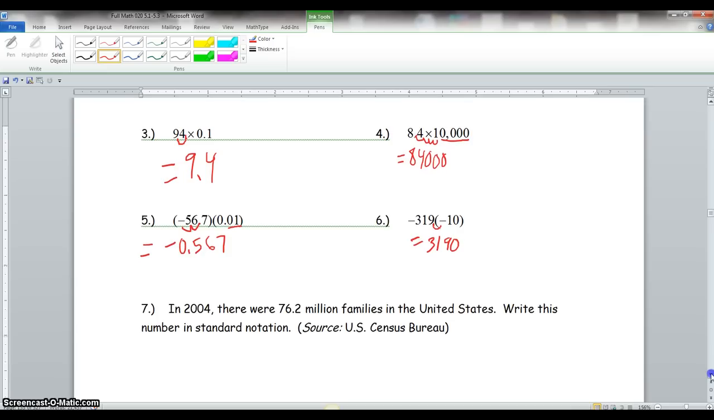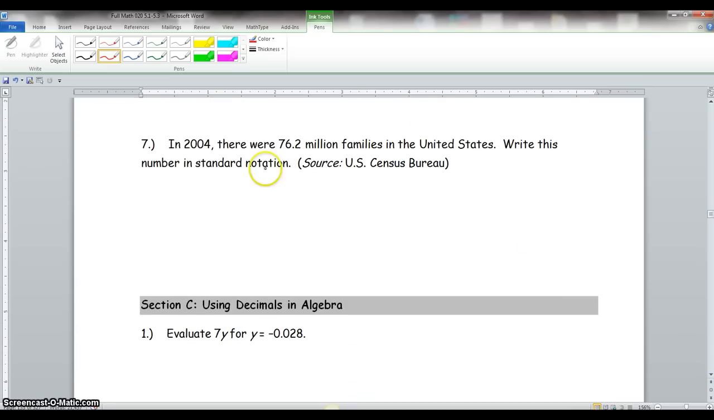Okay, now we move down to problem number 7. It says in 2004 there were 76.2 million families in the United States. Write this number in standard notation. Standard notation is the regular way we write numbers. So this is 76.2 million.